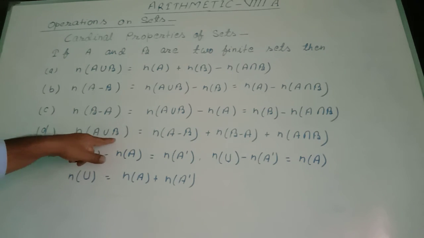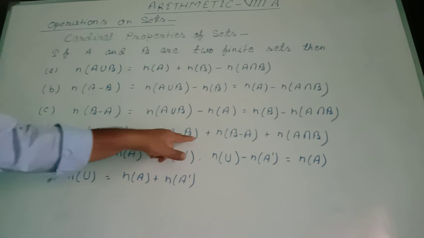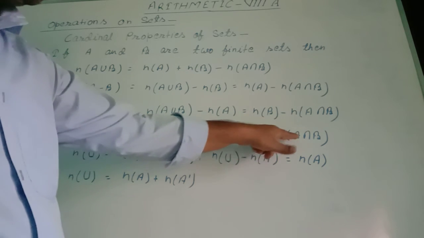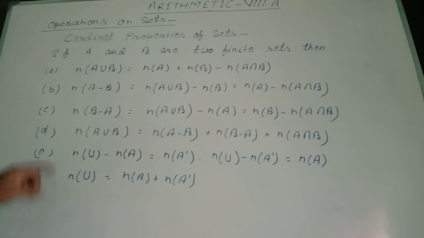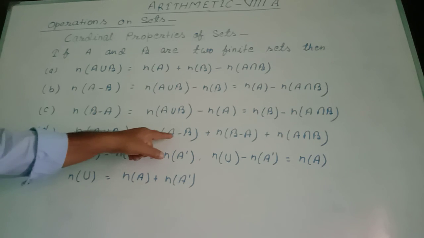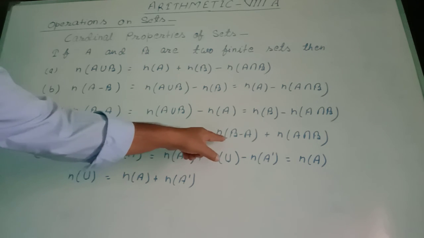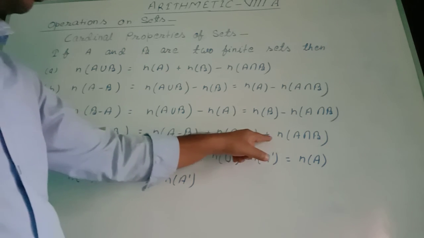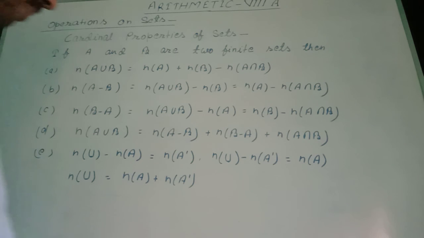n(A union B) equal to n(A minus B) plus n(B minus A) plus n(A intersection B). It means number of elements of A union B equal to number of elements of A minus B plus number of elements B minus A plus number of elements A intersection B.